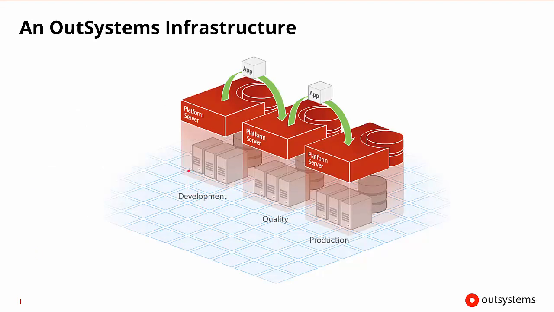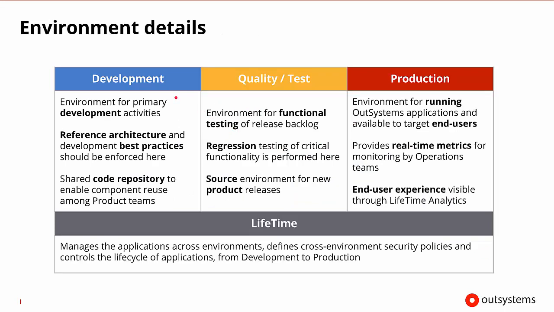If we start by thinking about an OutSystems infrastructure, it typically will have different environments, like the development, quality, and production environments. We'll start by building our apps in development and then begin staging them to quality, where we can do some testing, and then eventually pushing them to production. A typical development environment will be for development activities. It should follow the reference architecture, and best practices should be enforced there. And the development environment will have a shared code repository to enable component reuse between the different teams.